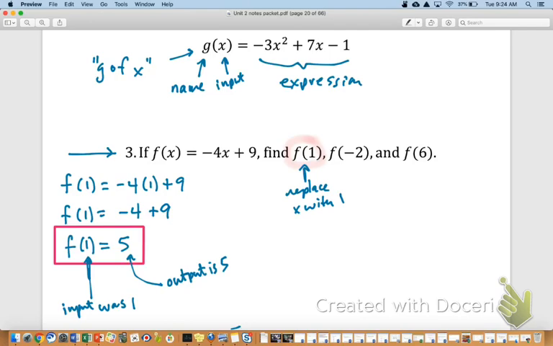So what I would like you guys to do real quick before we do our Kahoot is try f of negative 2, try to find the value of that, and also try to find the value of f of 6. Okay? And I'll be around to help as you might want.